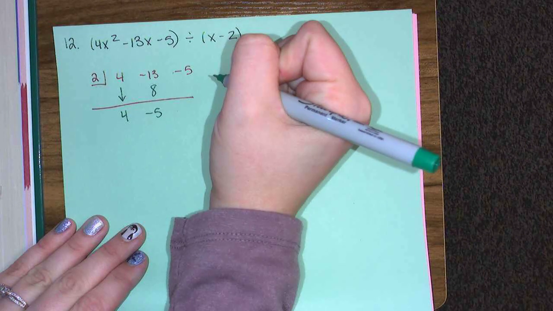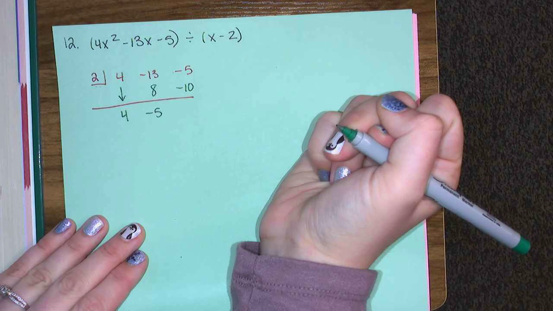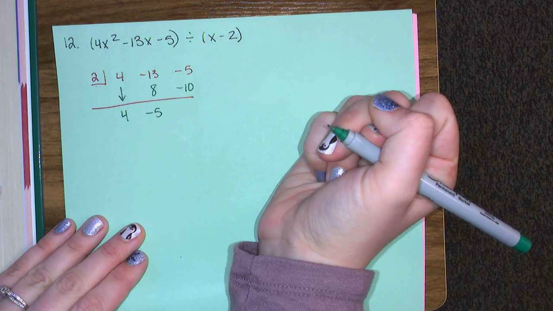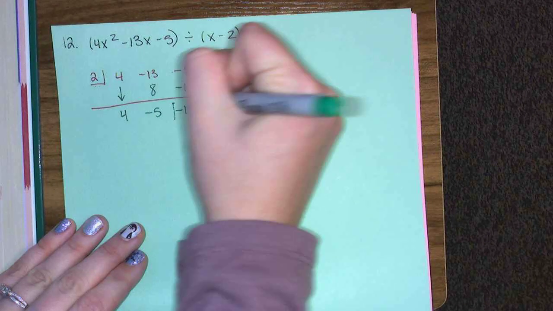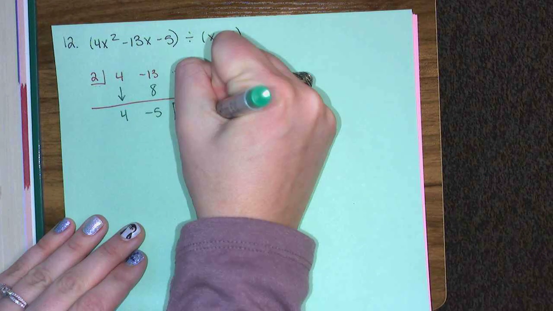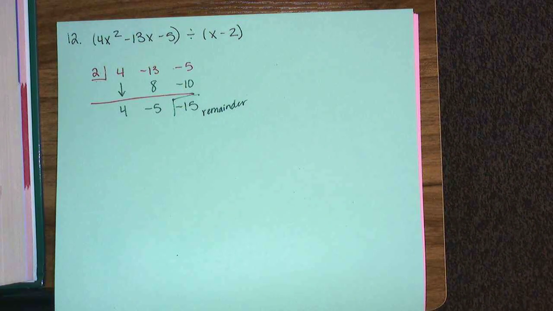Negative 10? Okay. And again, this over here is your remainder. You don't have to write this, I'm just writing it for reference.